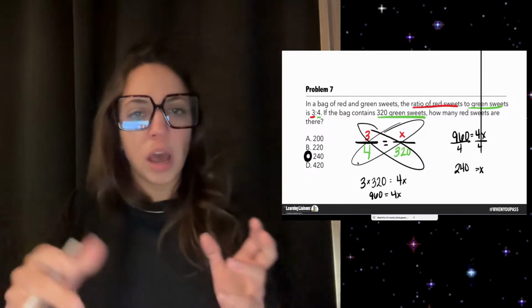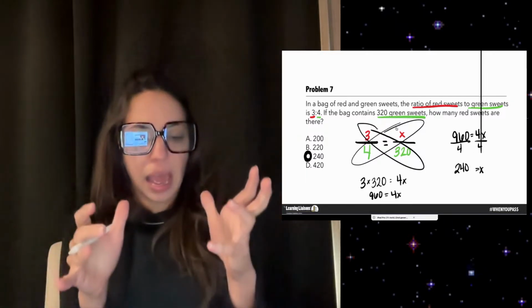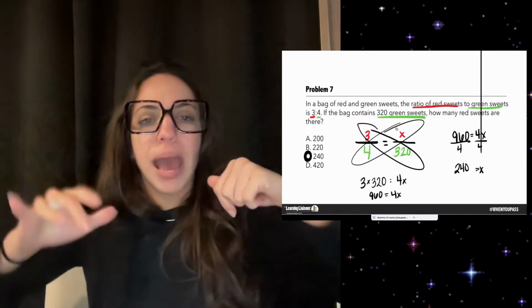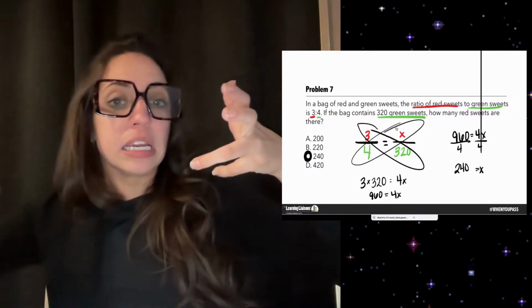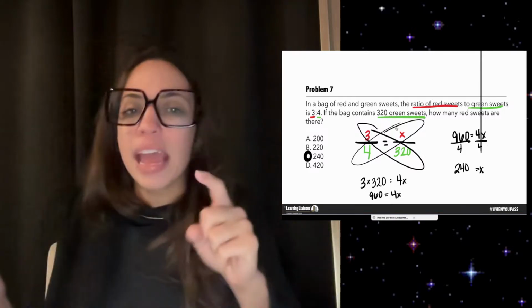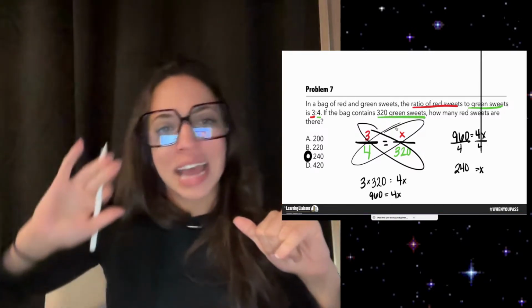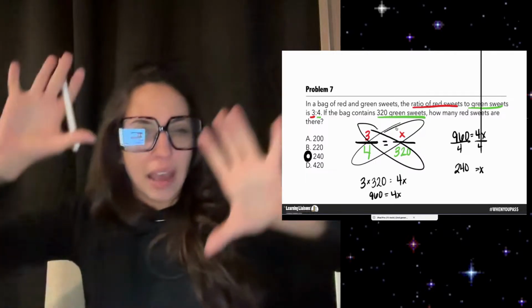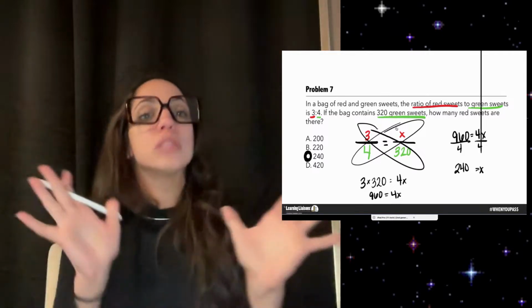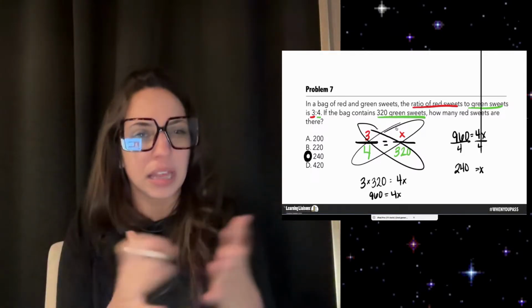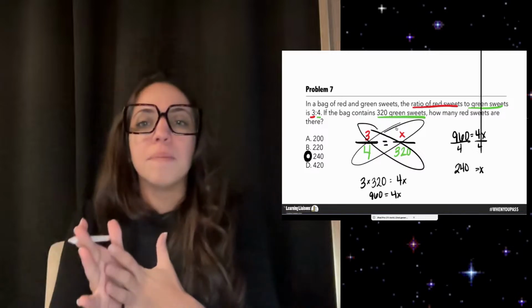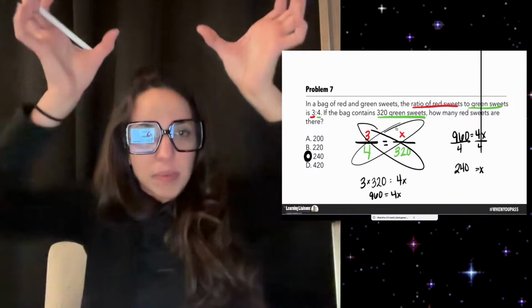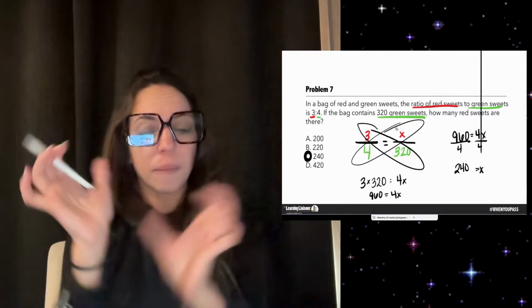Now, what I caution you on is if this said something like the ratio of red sweets to green sweets is 3:4, the bag contains 960 total sweets, then you wouldn't do 3:4 equals x to 960, because that would be red to green, red to total. And so you would have to figure out the total. You would have to do a different process, and I can absolutely do something like that if you want to see it, because there's another step in setting that up, because you have to make sure that those two sides equal each other.